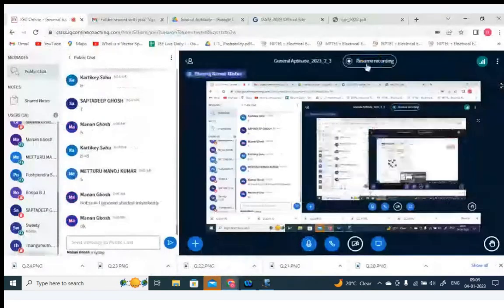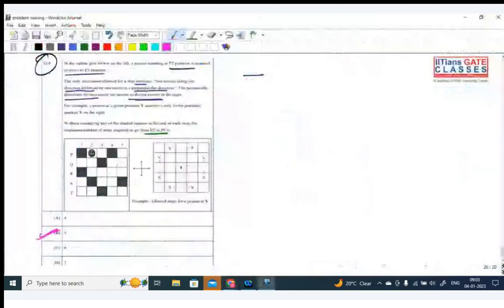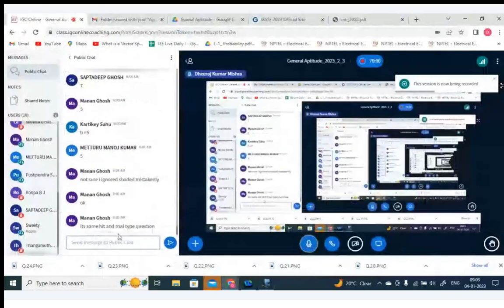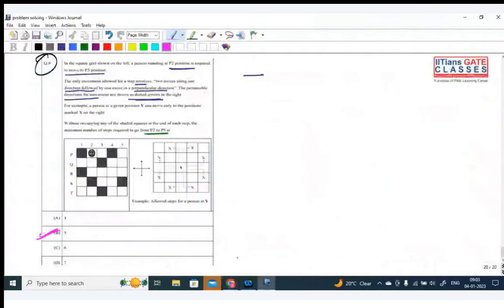It's some hit and try type question. Yes, these kinds of questions need you to spend some time. You have to think first. Hit and trial is the only way. Whatever movements they have said, you just have to follow them. In fact, it needs extra brain, whatever brain you have.